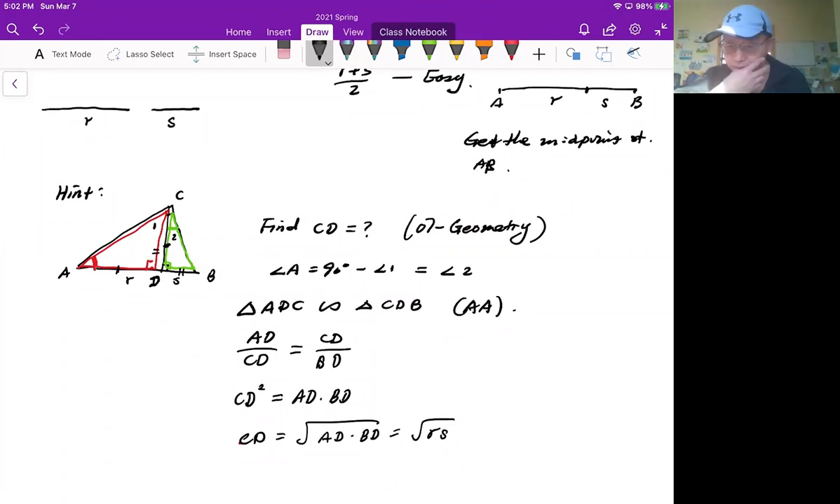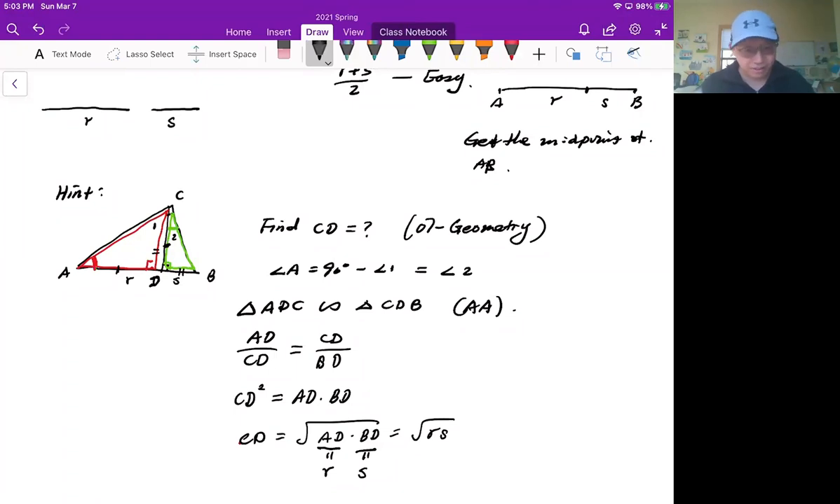So here's a question. Is CD R plus S? No, CD is the square root of R and S. CD is a geometric mean. Right? So I want AB to be R plus S. So this guy here is R and this guy here is S. So CD is the geometric mean. Right? Okay, so that's the idea.